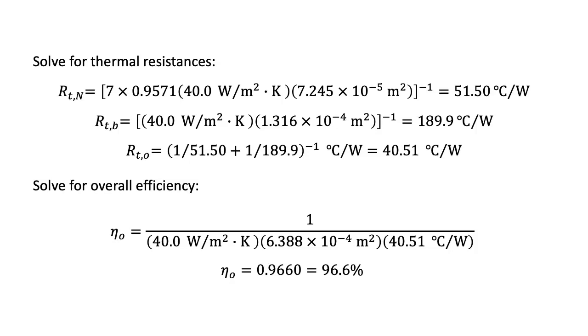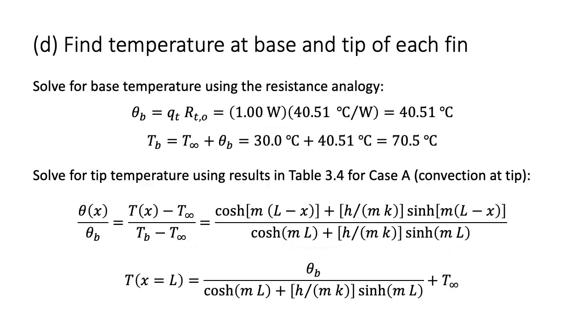Finally, we substitute in to get an overall efficiency for the array of 96.6%, which is a typical value for a good fin array. For part D, we want to find the temperature at the base and tip of each fin. The base temperature can be found by again using the resistance network and an analogy to Ohm's law. From this calculation, we get that the base will be at 70.5 degrees Celsius. Again, this value is less than the maximum temperature of 75 degrees Celsius because we rounded the number of fins up to 7.